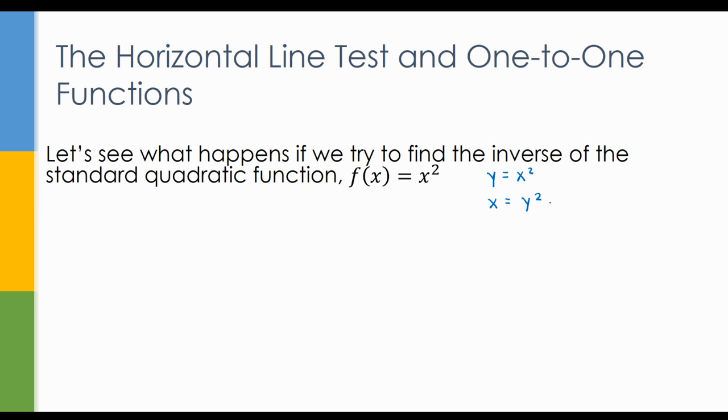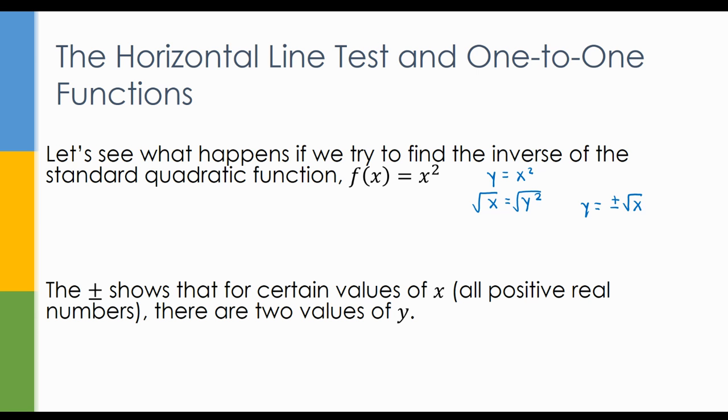But then to get rid of the squared term, we'd have to take the square root. And remember, when you take the square root, we would get two solutions. We would get both a positive and a negative square root of x. So notice that here, because I would plug in a value of x and get two values for y, that wouldn't be an inverse. I can't have that because that isn't a function. Remember, the plus or minus shows that for certain values of x, there were two values of y. And remember, that can't be a thing.